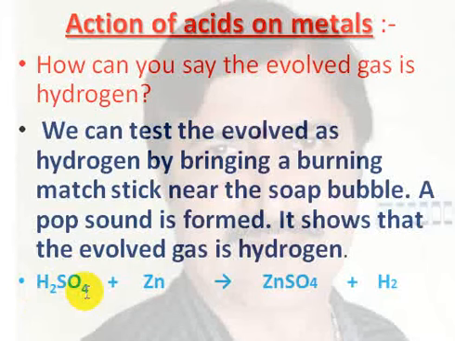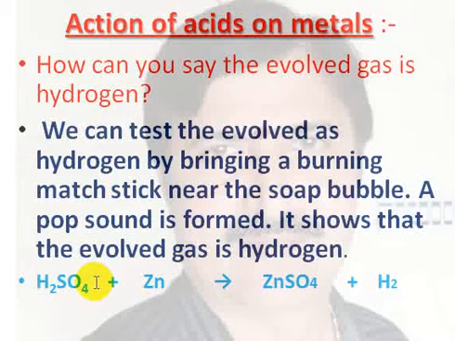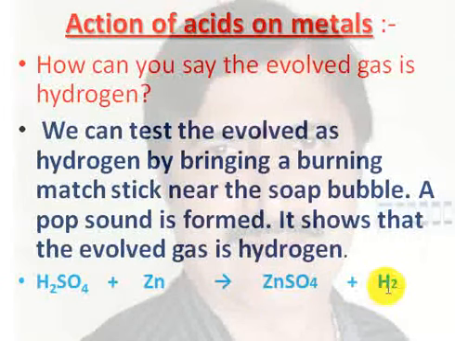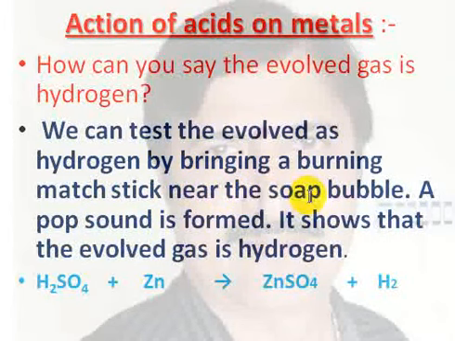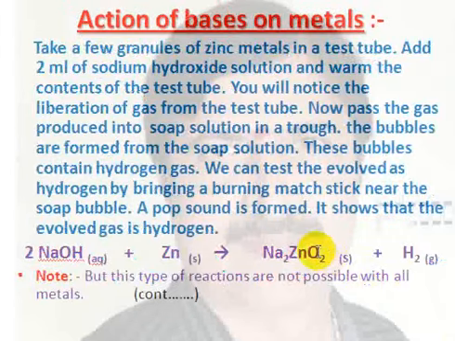So the reaction can be written in this form. What acid have you used there? H2SO4, sulfuric acid, you have added, and zinc granules you have taken. Here zinc sulfate and hydrogen gas are produced. How can you test that the evolved gas is hydrogen, if the question is asked like that? If you bring a burning matchstick near a gas and it produces a pop sound, then it is clear that the evolved gas is hydrogen. To test hydrogen, generally we use the pop sound test.